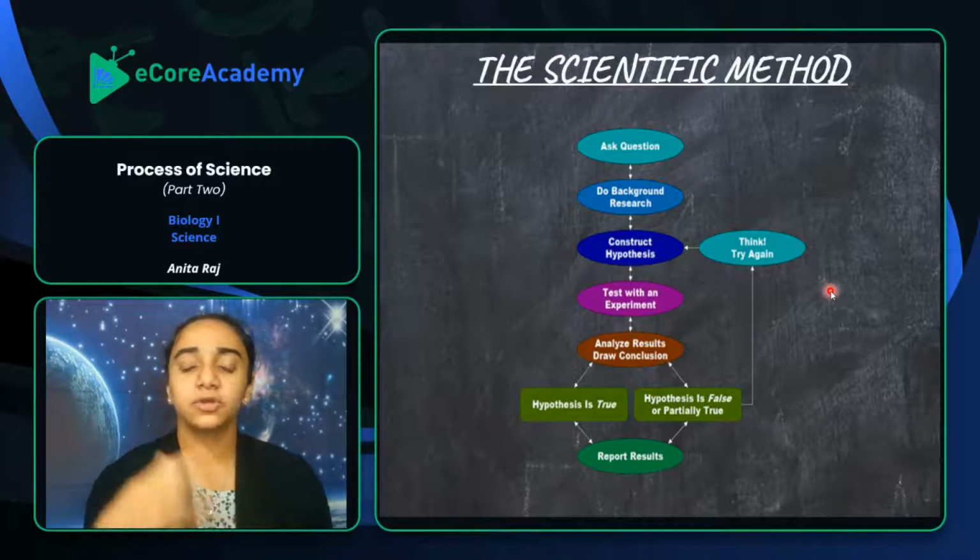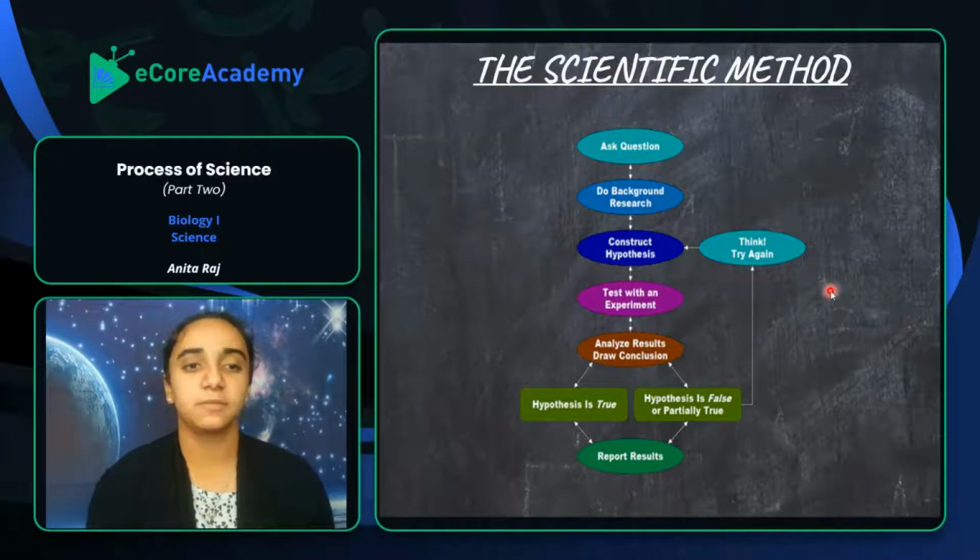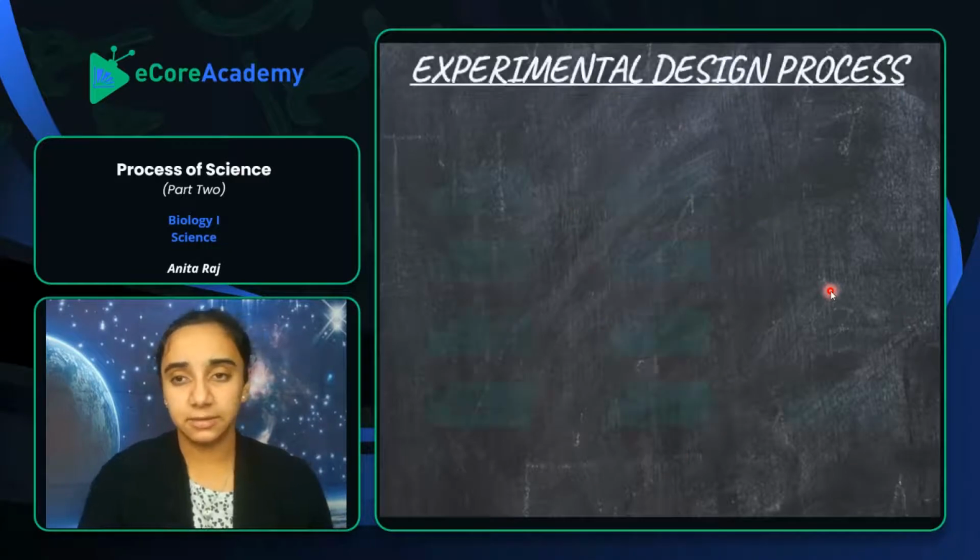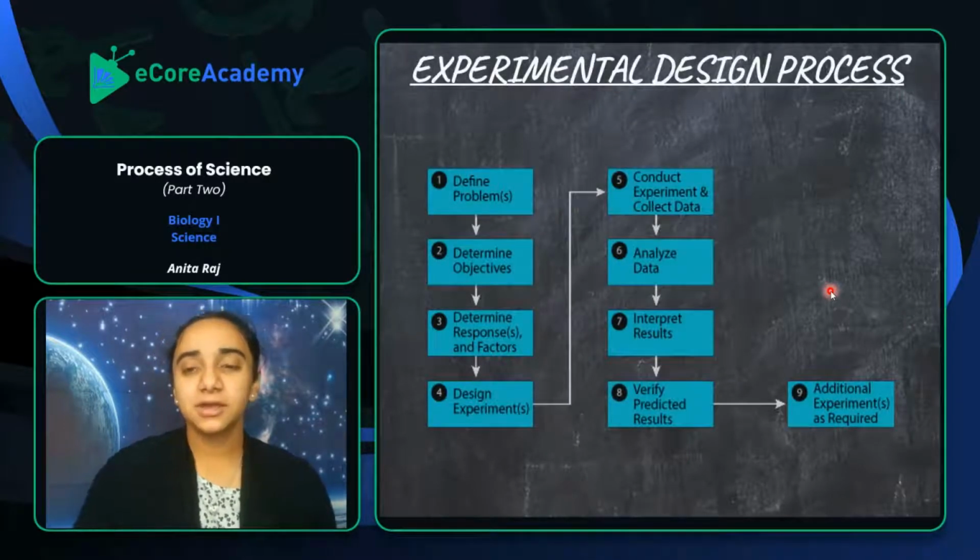So you're going to try to run multiple trials of your experiment. So that's the scientific method with an example that I came up with off the fly. Here exactly is the experimental design process.